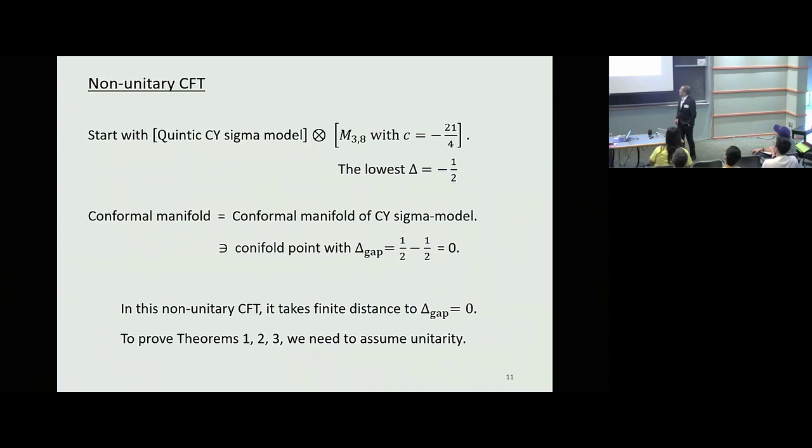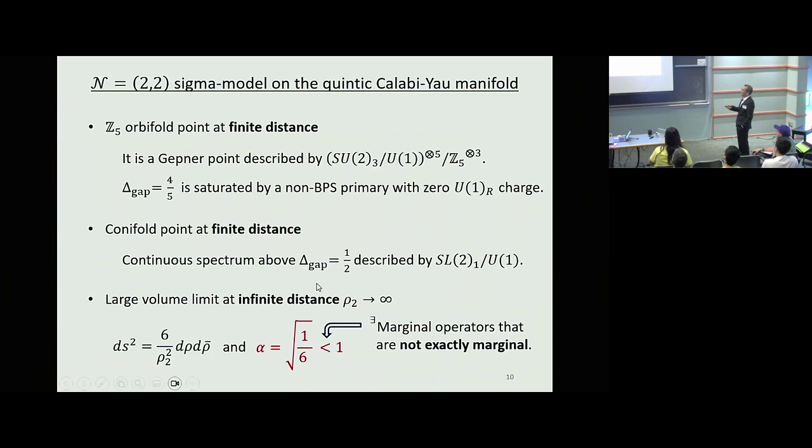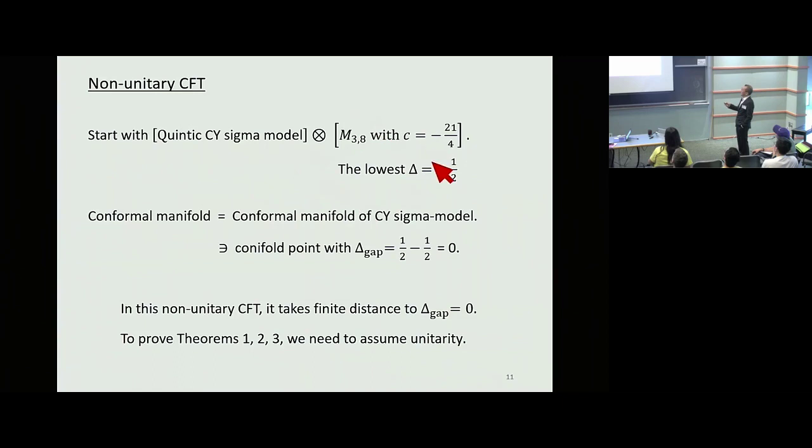Okay, there are actually non-unitary CFTs, which also exhibit interesting things. This is a trivial example of a non-unitary CFT. Let's just consider the same quintic sigma model, but tensor it with a non-unitary theory with c equal minus 21 over 4. This theory is non-unitary, and in fact, there is an operator of conformal dimension minus 1/2. But this has a normalizable vacuum, normalizable operator one. So in this case, the conformal manifold of the theory is the same as the conformal manifold of this quintic sigma model.